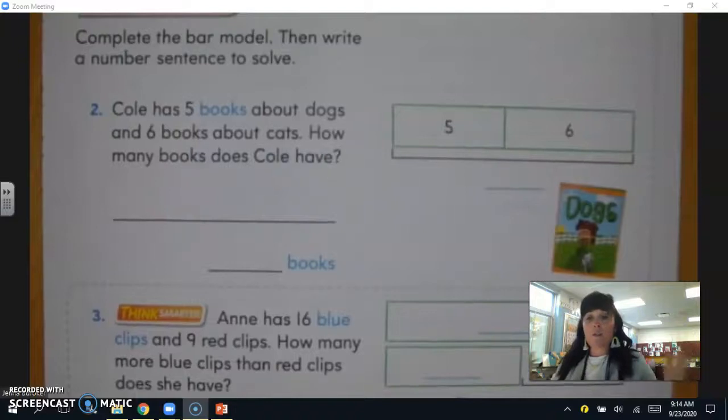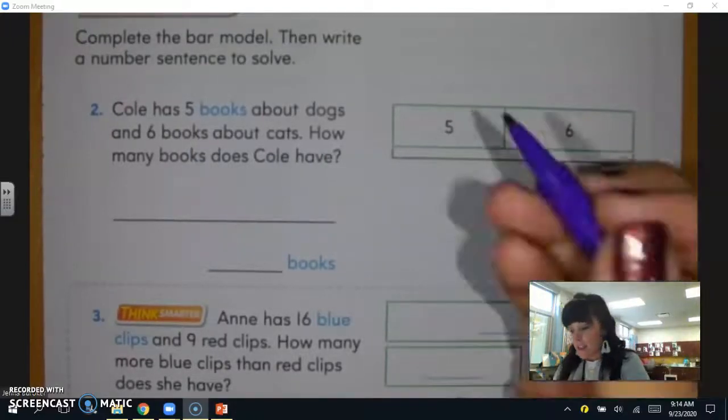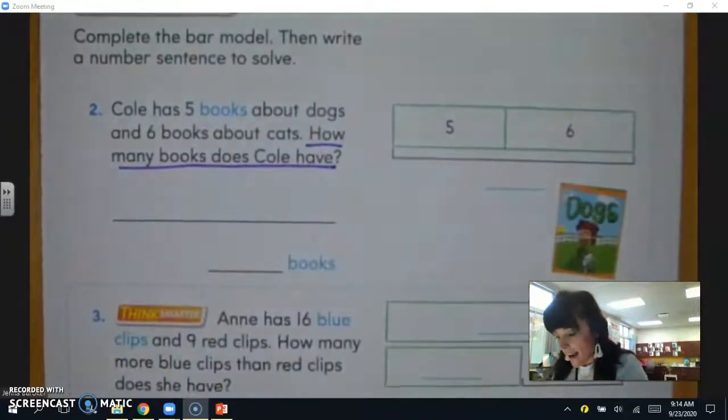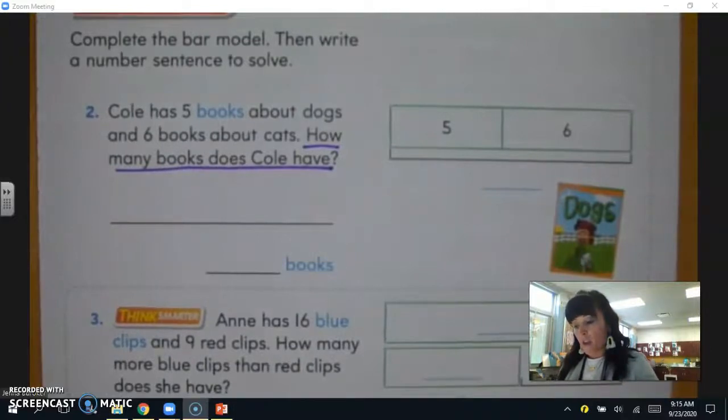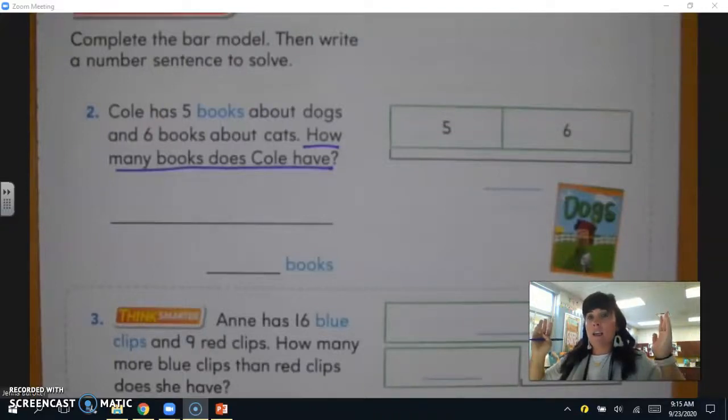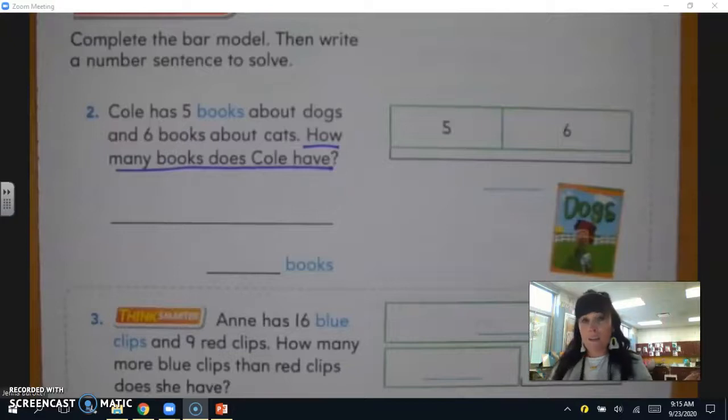Okay, so let's ask ourselves, what is the question? What are we solving? And the question is, how many books does Cole have? So they want to know how many he has. Do you see that than? No, they want to know about all together. So instead of subtracting, they want to know all together. That's a special math word too. It is addition. So we're going to be adding.